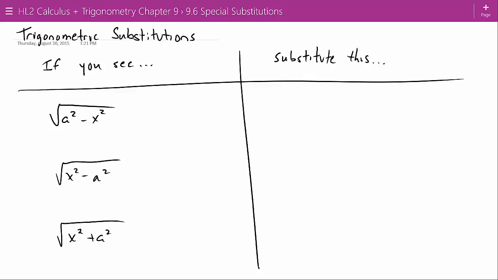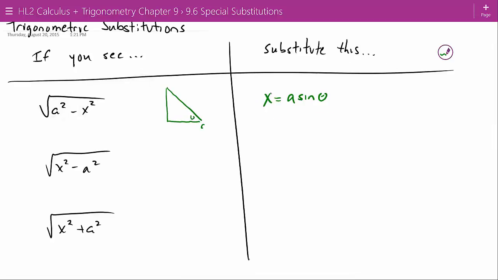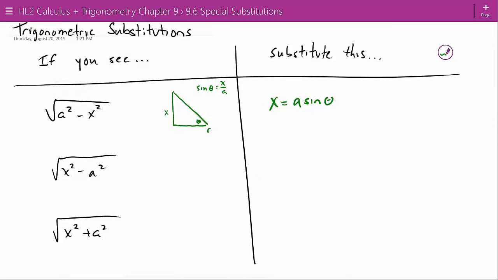If you see in a problem, square root of a squared minus x squared, we're going to use the substitution x equals a times sine theta. And why would we do that, you might ask? Well, it goes back to right triangle trig. If this is theta, sine of theta is x over a. So sine is opposite over hypotenuse. And using the Pythagorean theorem, this third side is square root of a squared minus x squared.